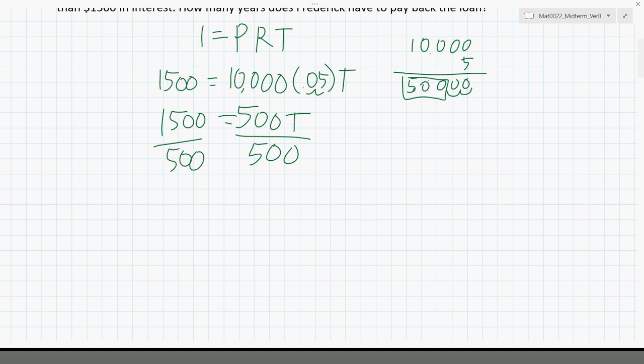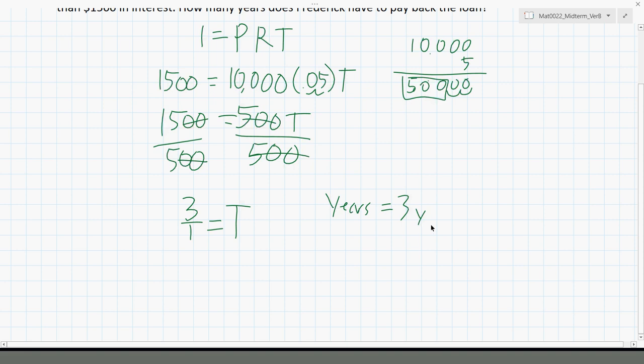1,500 divided by 500. Since these numbers cancel out, I'm going to get rid of both zeros, and I get 15 over 5, which will be 3 over 1 equals T, which means that the amount of years that he has to pay back the loan is equal to 3 years. That is how long he has to pay back that loan before he would be paying more than $1,500 in interest.